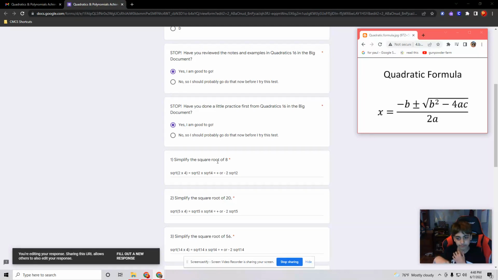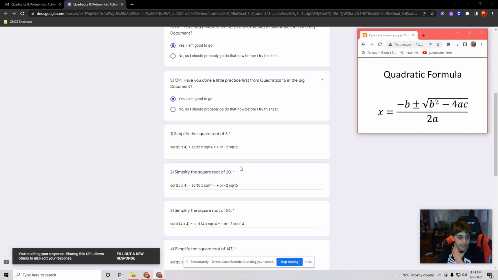So yeah, that's how you do that. So for 2, square root of 20, a multiple of 20 is 5 times 4. So we do square root of 5 times 4 equals square root of 5 times square root of 4, which equals positive or negative 2 square root of 5. Square root of 5 is irrational, but 2 is fine.